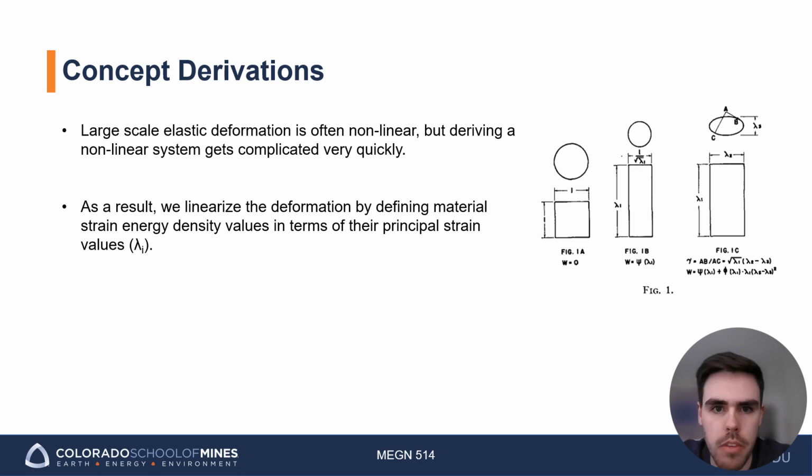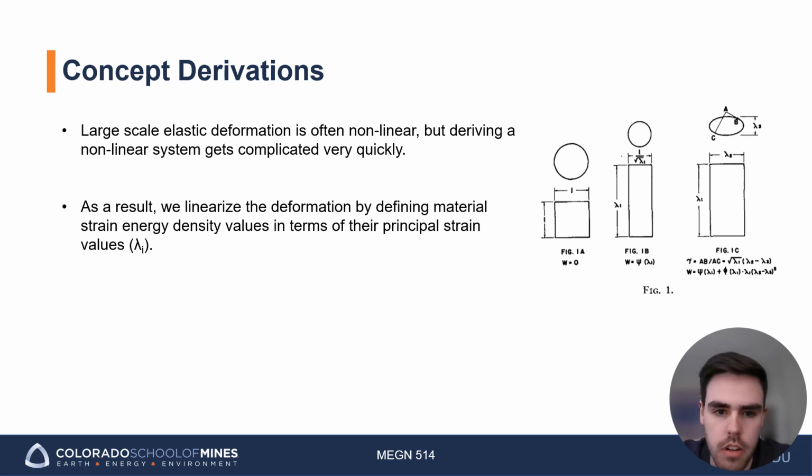The particular paper that I'm looking at is concerned with deriving the strain energy density function for very large elastic deformation, specifically those that are seen in rubbers. However, these systems are often nonlinear and thus much more difficult to deal with. So the paper presents a method of linearizing the strain energy function for large elastic deformations by defining it in terms of principal strain values.